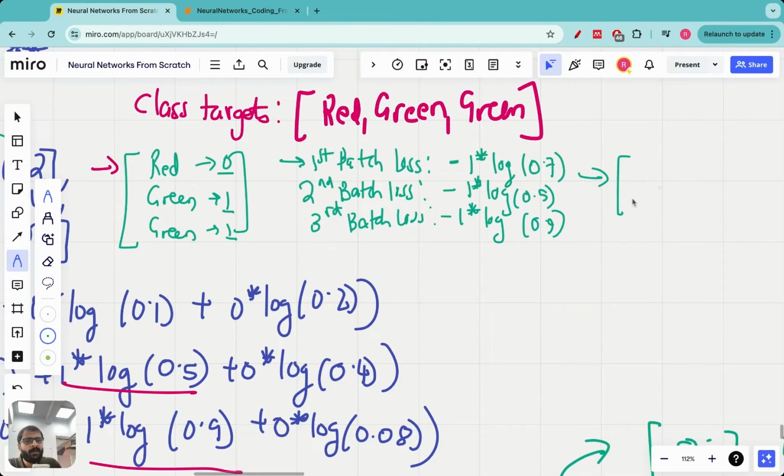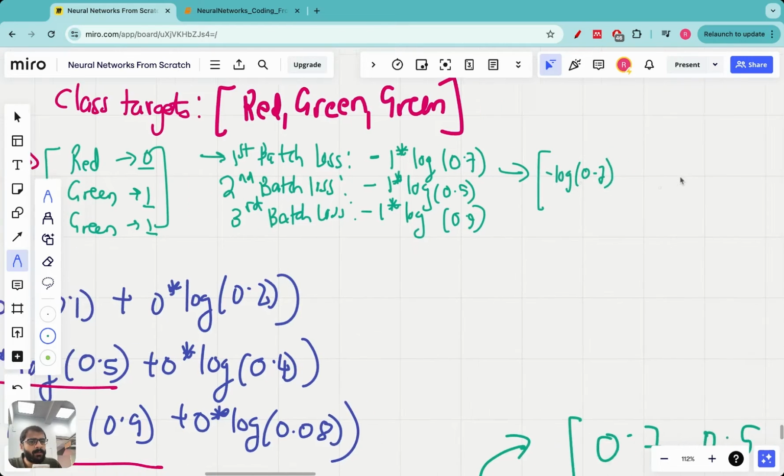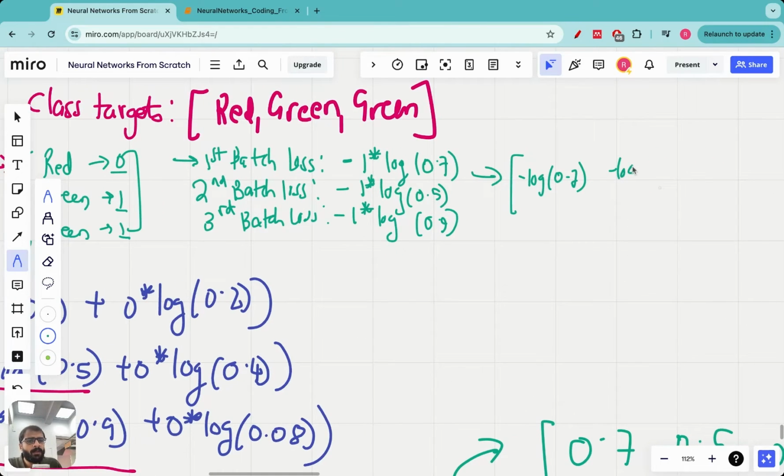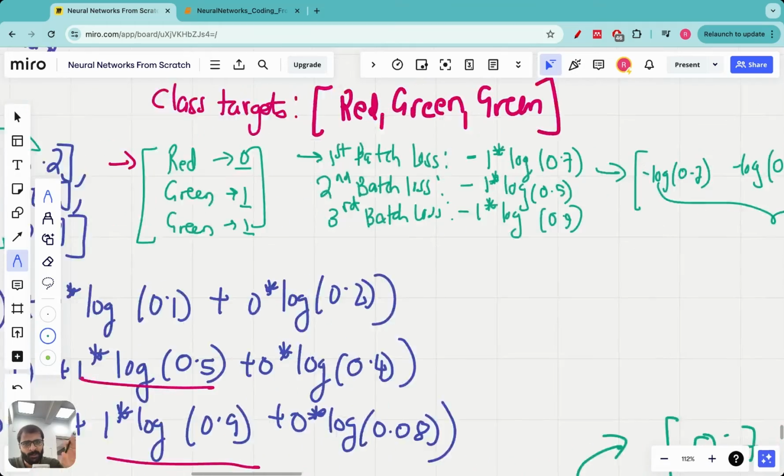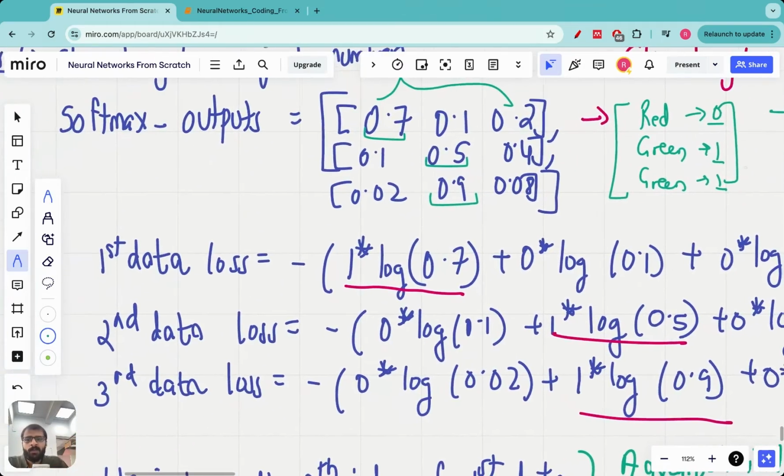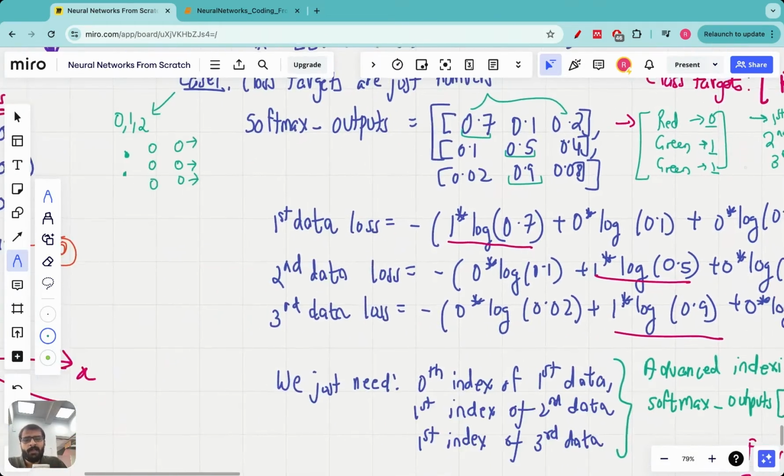So ideally, if I were to have a loss vector, it will be minus log of 0.7, minus log of 0.5, and minus log of 0.9. These will be my losses, and then I'll just add these losses and maybe take an average to find the representation of the loss. So this has been represented formally here.